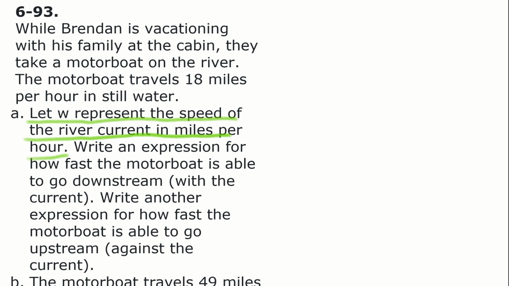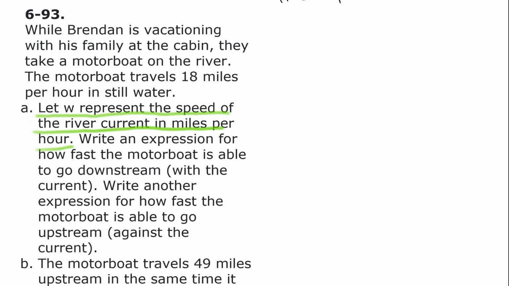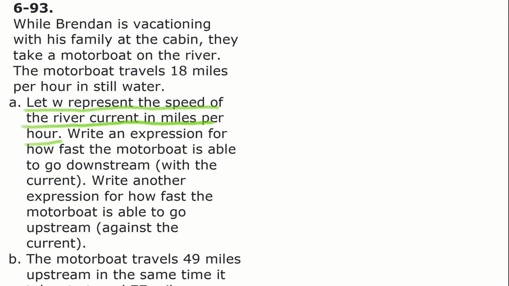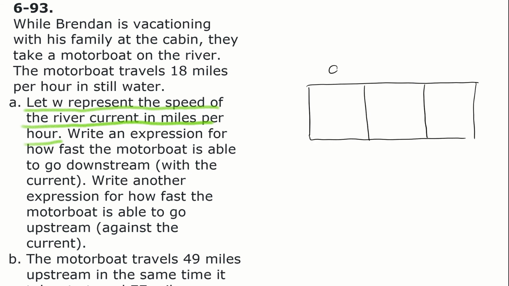Write an expression for how fast the motorboat is able to go downstream with the current. Write another expression for how fast the motorboat is able to go upstream against the current. Okay, so we've got two things that we've been tasked with. This is a problem, I'm hearing, because they've given me these rates of miles per hour, I'm hearing distance, rate, and time. So I'm going to go ahead and start writing a table of values, just to organize my work. I'm going to have a distance, I'm going to have a rate, and I'm going to have a time.